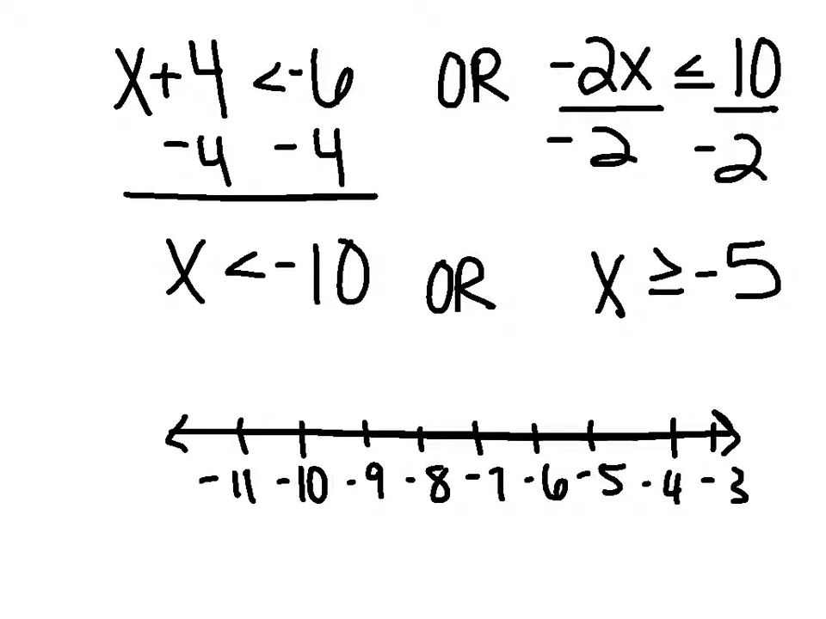Now I can graph both of these. x is greater than or equal to negative 5, or x is less than negative 10. This is an "or" statement, so any number that's within either one of those arrows would be true. Give me an example of a number that would not be true for this. Brandon? Negative 8. Very good.